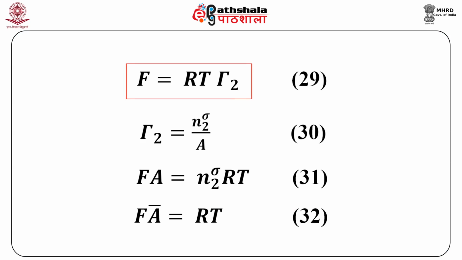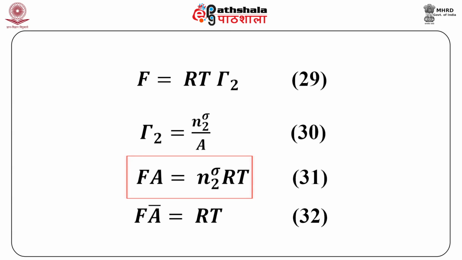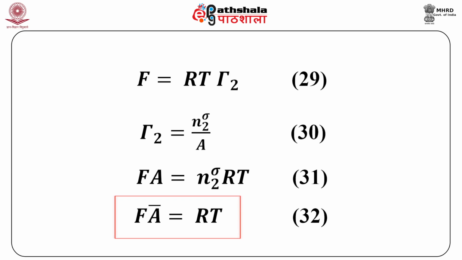Using equation 23 in the above equation 28, we get F equals RT into gamma 2, as equation 29. The surface excess concentration gamma 2 is also equal to the number of moles N2 sigma of the film-forming substance per unit area A. That is, gamma 2 equals N2 sigma by A, as equation 30. Substituting equation 30 in equation 29, we get F A equals N2 sigma RT, as equation 31, or F A bar equals RT, as equation 32, where A bar is the area per mole of the substance.